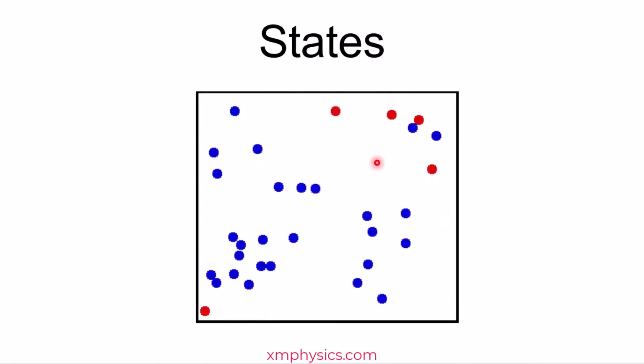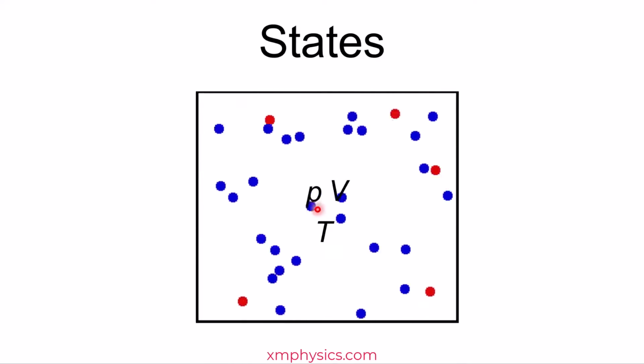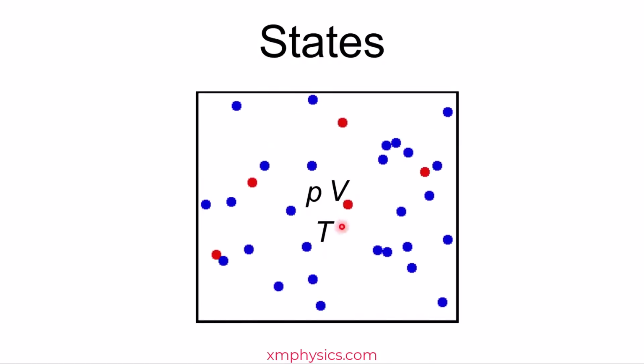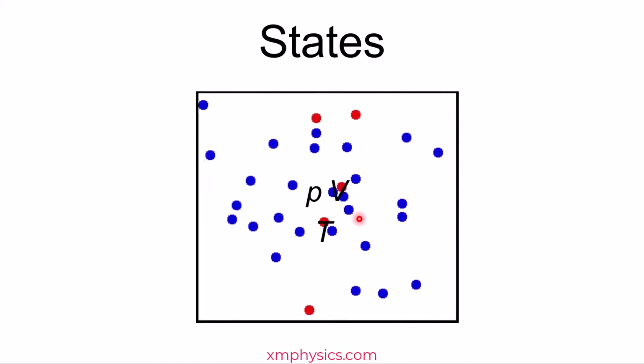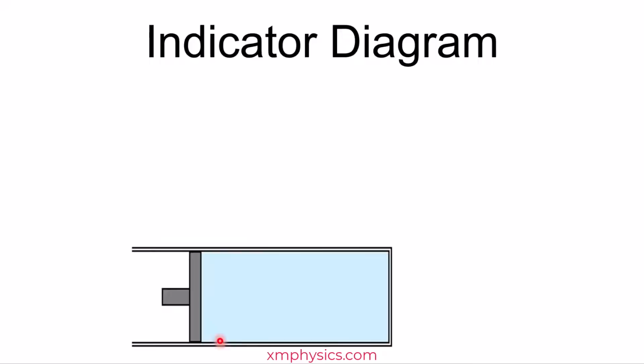Hello, remember that we can analyze a gas by keeping track of its states, meaning its pressure, its volume, and temperature. Now, is there a graphical way to present changes in the states of a gas? So look here, I have a cylinder of gas.